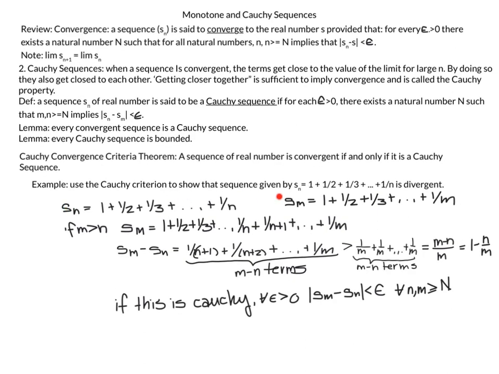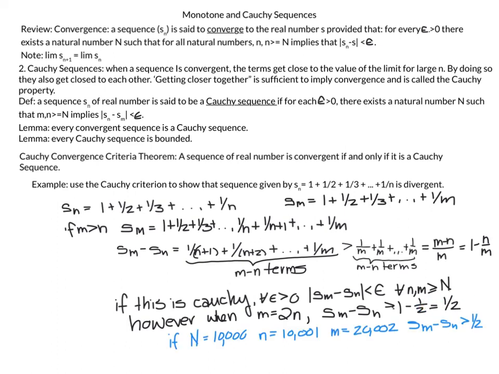If this sequence is Cauchy, then from the definition of Cauchy, for every epsilon greater than 0, and for every m and n greater than capital N, this absolute value has to be less than epsilon. However, when m is equal to 2n, this Sm minus Sn here is always greater than or equal to 1 minus 1/2, which is equal to 1/2.